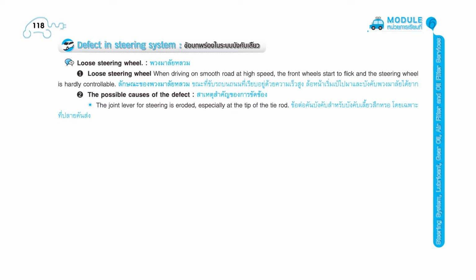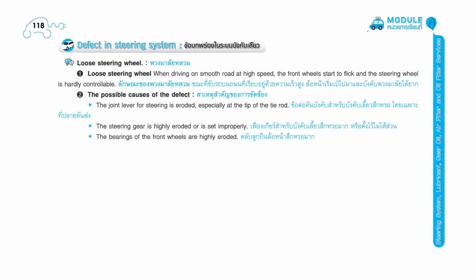The joint lever for steering is eroded, especially at the tip of the tie rod. The steering gear is highly eroded or is set improperly. The bearings of the front wheels are highly eroded. The gear housing has not been attached to the car body tightly.